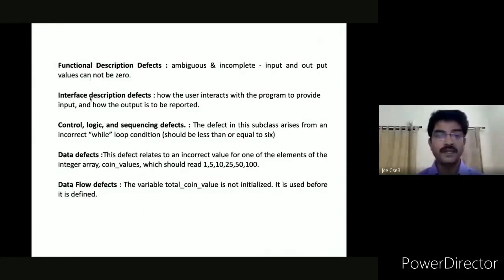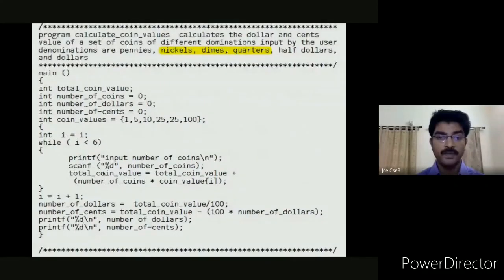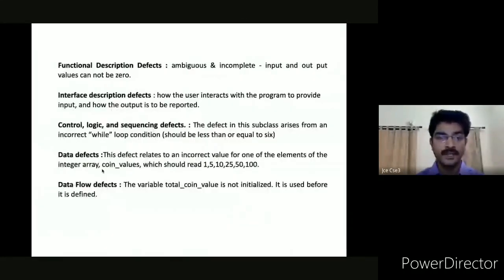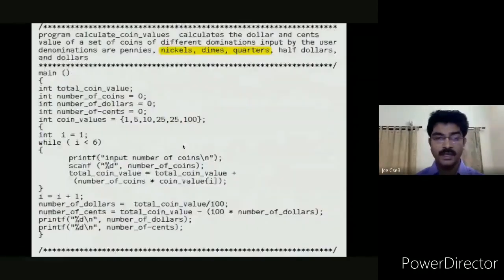The next defect, interface description, is about how the user interacts with the program to provide input and how the outputs are reported. Here we made a mistake, so it all comes under the interface. And then control logic and sequence defects: we have made mistakes in the while loop. The defect in this subclass arises from an incorrect while loop condition; it should be less than or equal to 6. Otherwise it necessarily goes for one more loop.